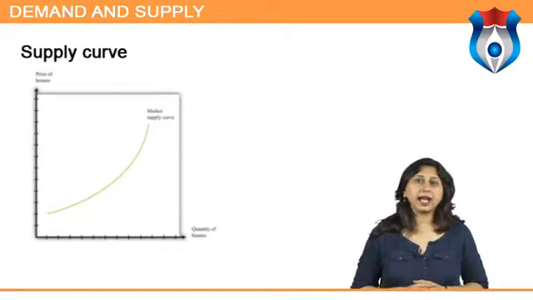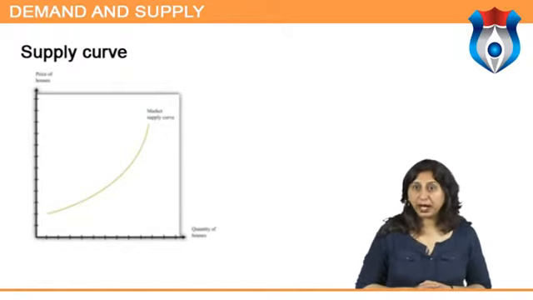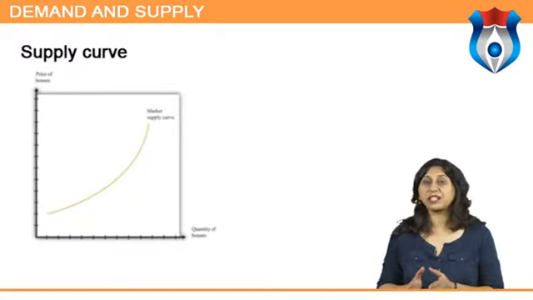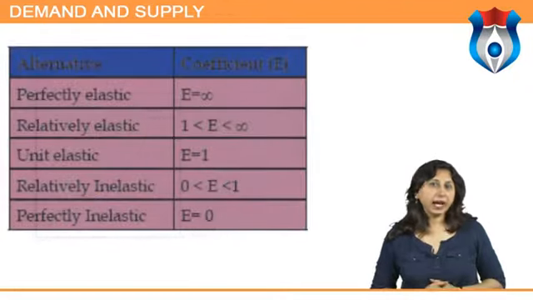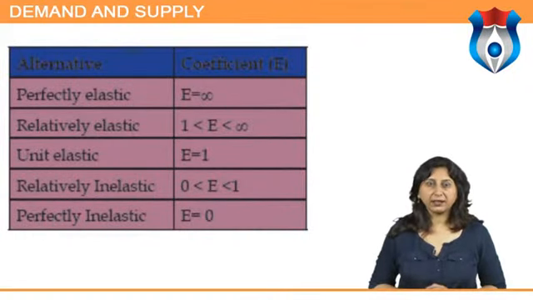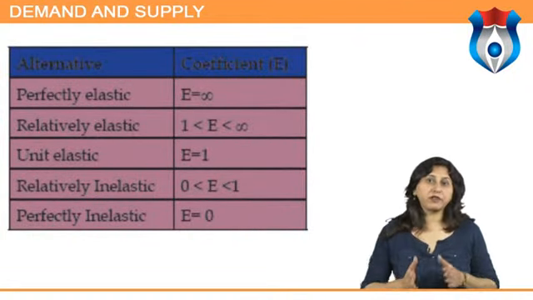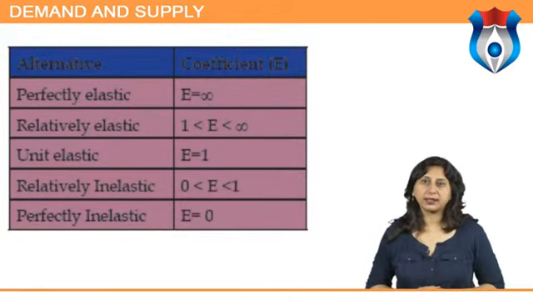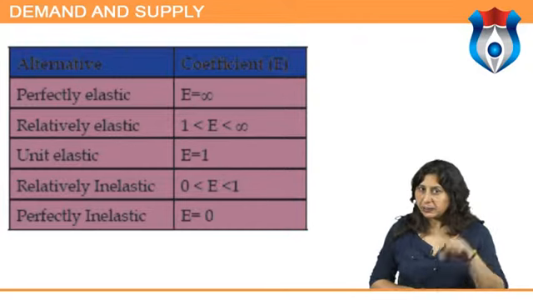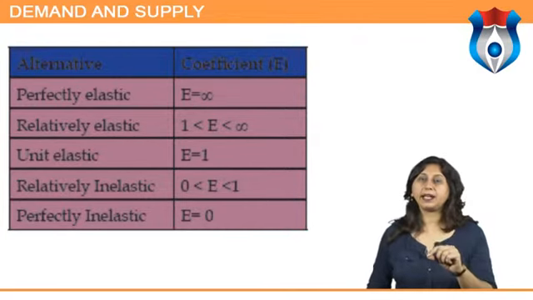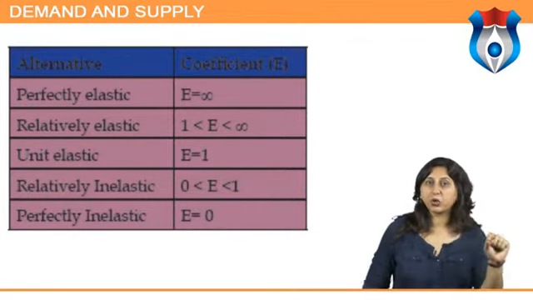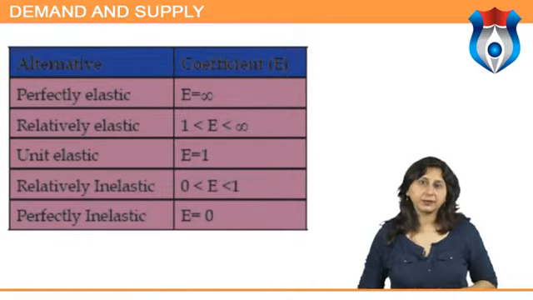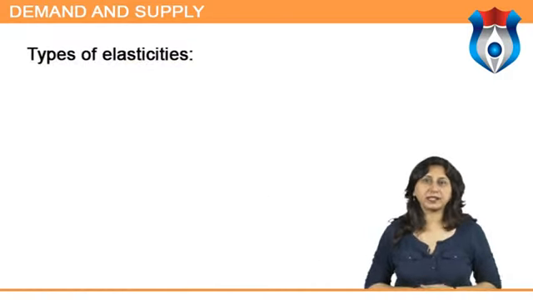Like price elasticity of demand that we understood earlier, similarly we have price elasticity of supply. Price elasticity of supply: the relative response of a change in quantity supplied to a change in price. More specifically, the price elasticity of supply is the percentage change in quantity supplied due to a percentage change in price. A range of elasticity.